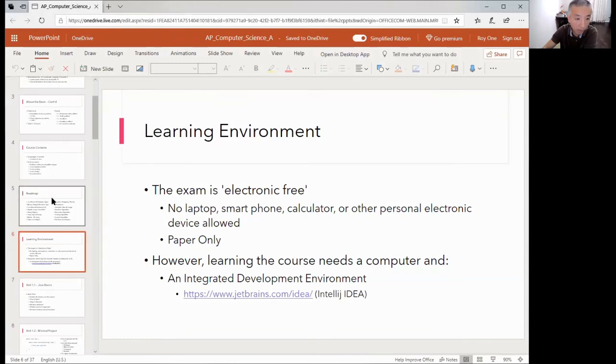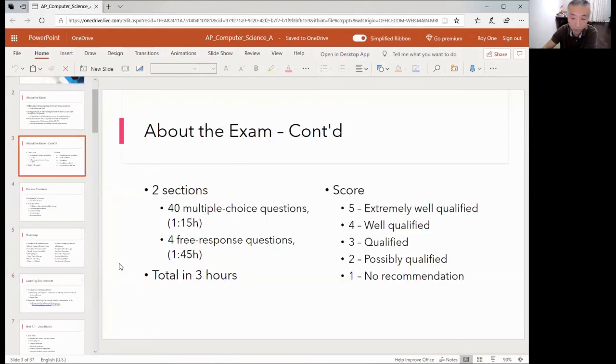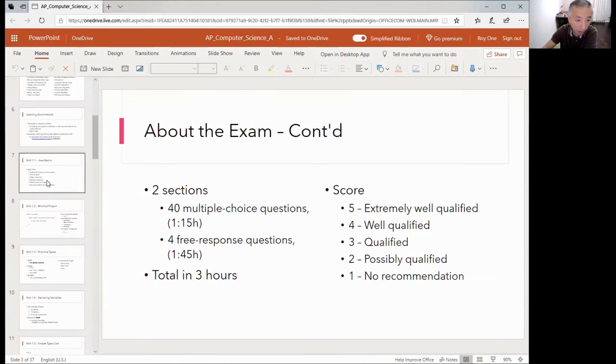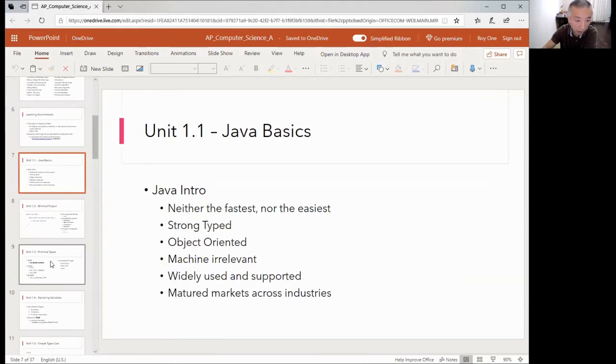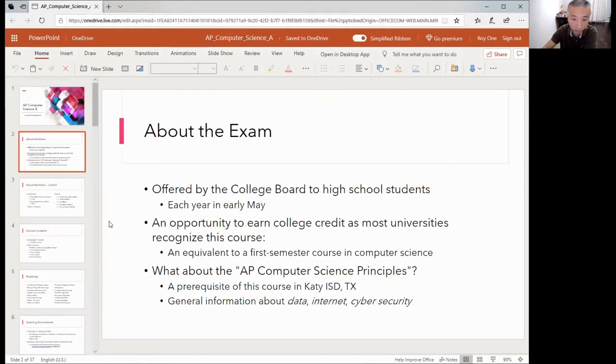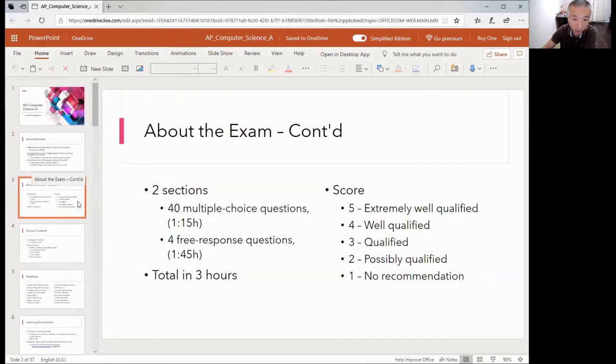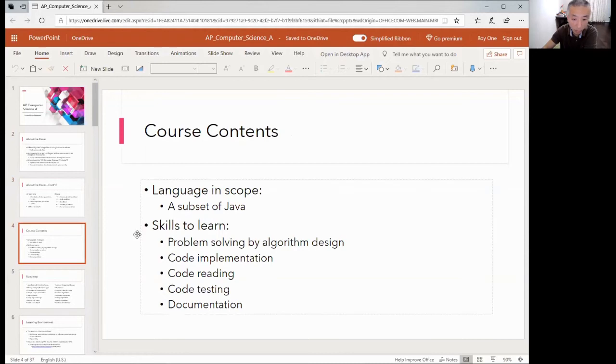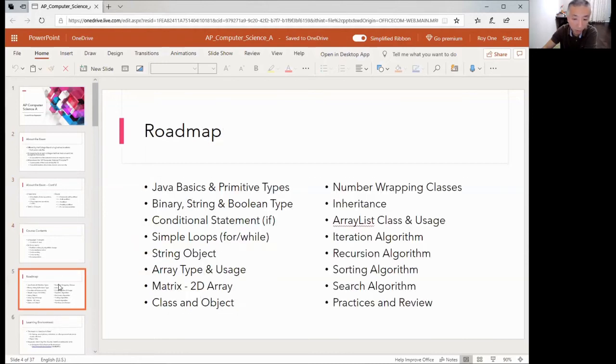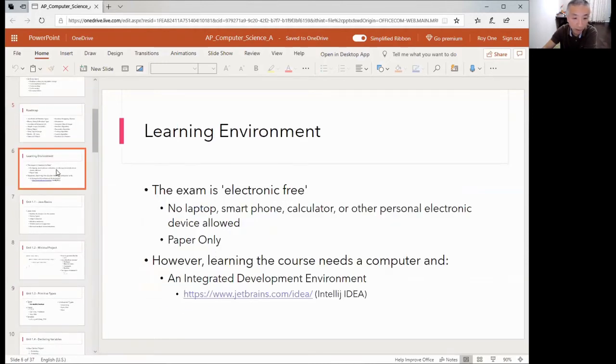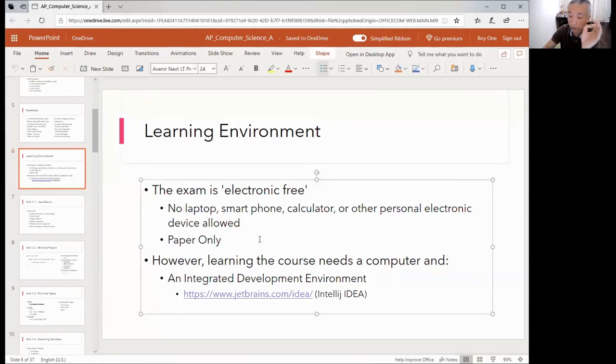About the exam, I think there is something I should put in here. Feedback about the exam, continuous total exam, course contents, roadmap, I already talked about that. Learning environment, okay. This is a new page here, right? So even though we learn this class intensively in front of the computer, please remember one important thing.